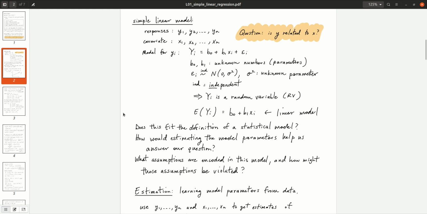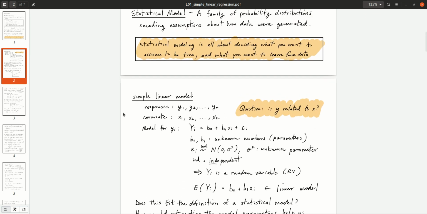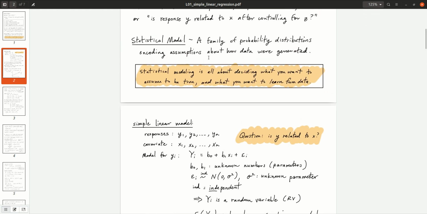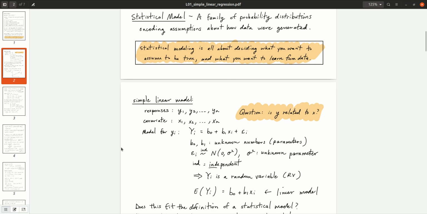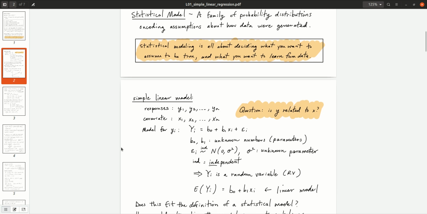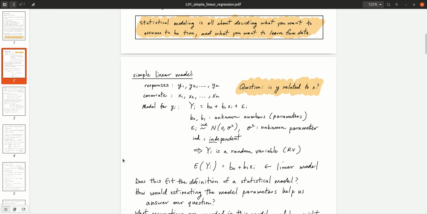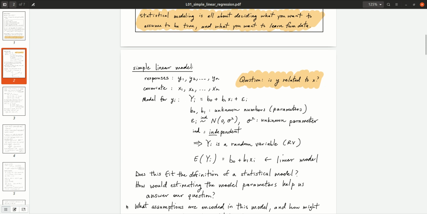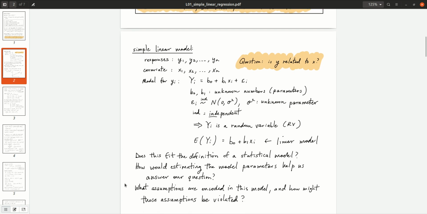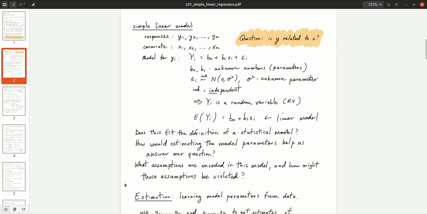All right, a few questions here. Does this model fit the definition of a statistical model? So let's look back at that definition. It says it's a family of probability distributions encoding assumptions about how data were generated. So it's a random variable, which means it has a probability distribution. So it does satisfy that part. It does encode some assumptions, so we'll come back to that in just a second. So I think it does fit the definition of a statistical model.